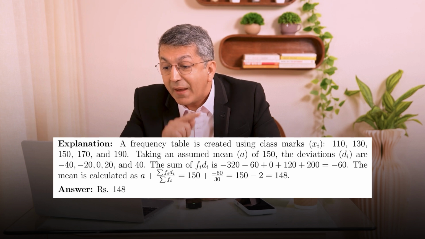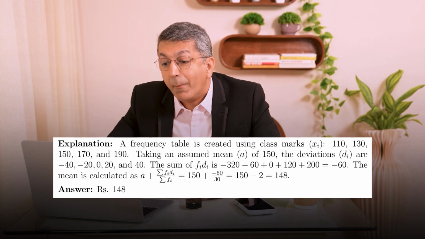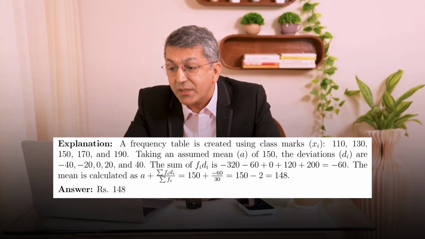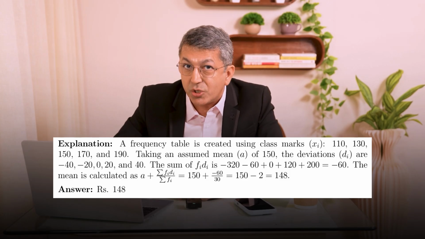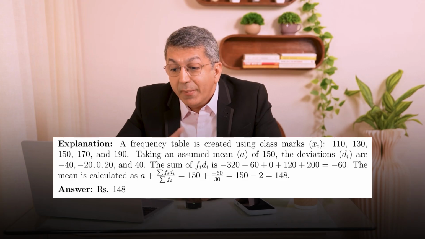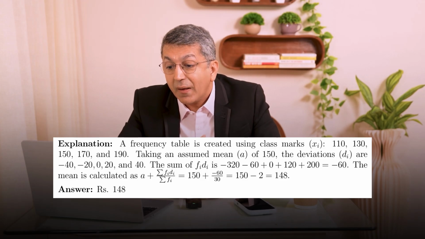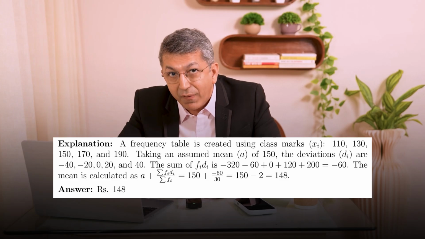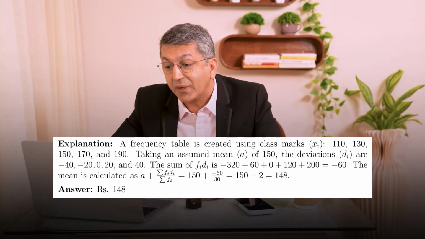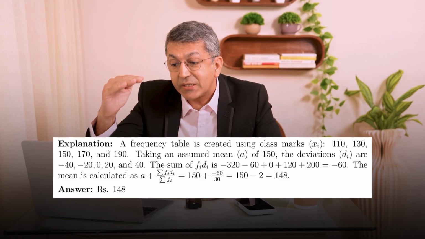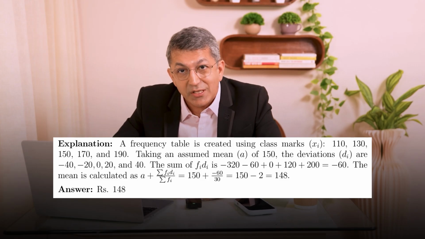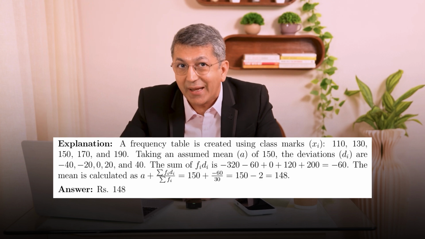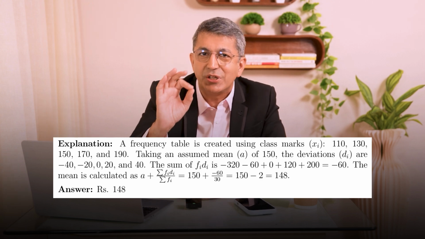The sum of fi di is minus 320 minus 60 plus 0 plus 120 plus 200, which is equal to minus 60. The mean is calculated as A plus sigma fi di upon sigma fi, which is equal to 150 plus minus 60 divided by 30, which is equal to 150 minus 2, which is equal to 148. So the answer is 148 rupees.